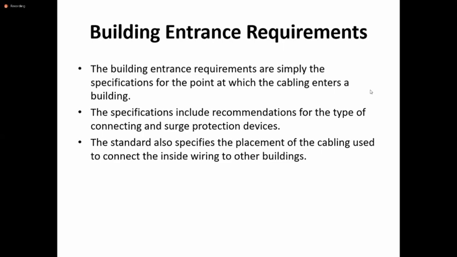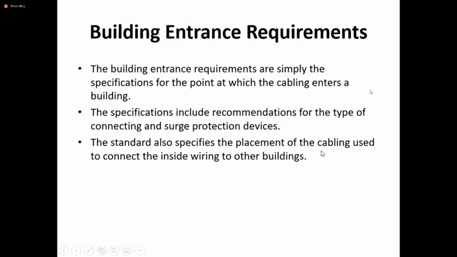Right. So building entrance means those are specifications for the point at which the cable enters the building. There is a standard that you have to use when a cable enters the building, right? So how it should enter the building. Then include recommendations for the type of connecting and surge protection devices, right? So these recommendations and specifications are there for what is the type of connector or connection method that you have to use, and what are the surge protection devices that you have to use, right?